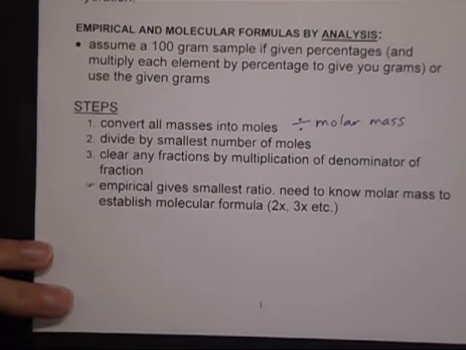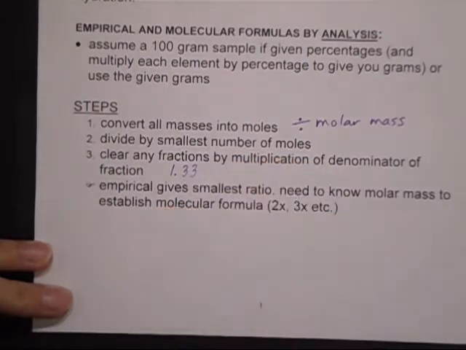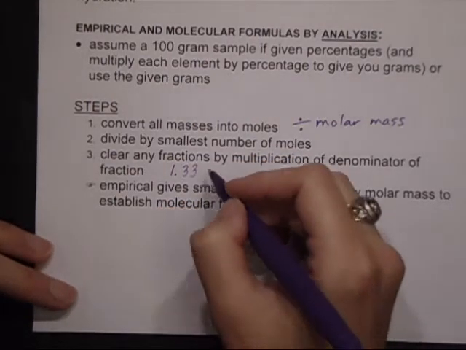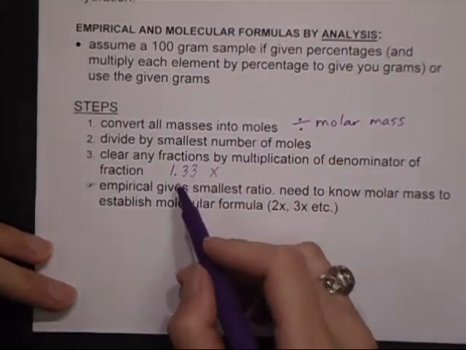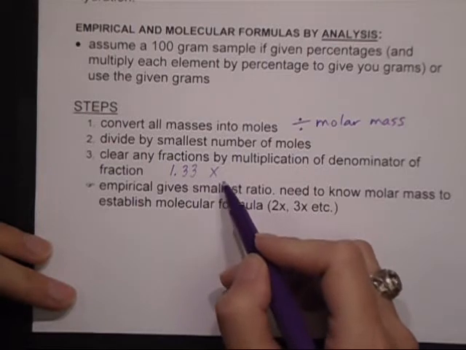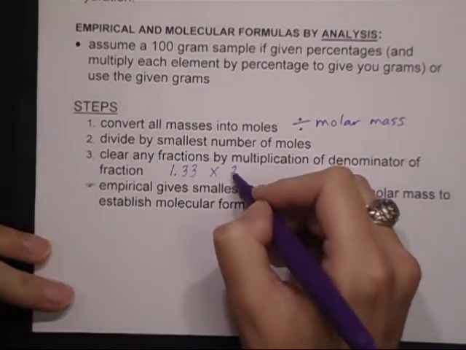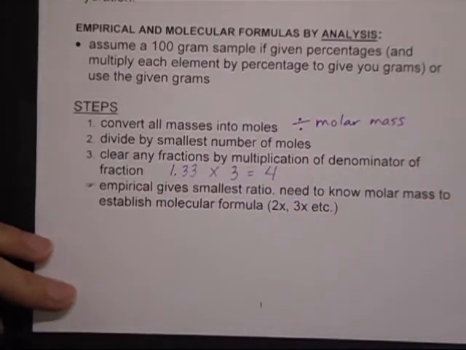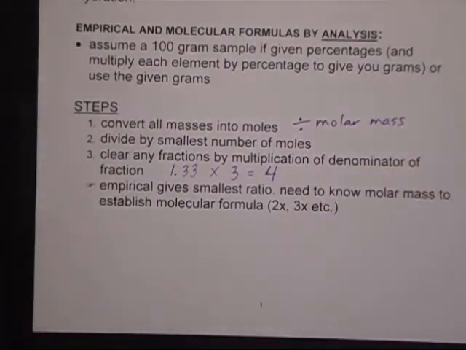If any of those elements are, say, you get a ratio that's 1.33, well, you can't have a third of an atom, so you have to make all of those numbers whole numbers. So 1.33 times 2 would still give you a fraction. 1.33 times 3, however, would give you 4, or very, very close to 4. And that would be a number that you could use in your ratio.